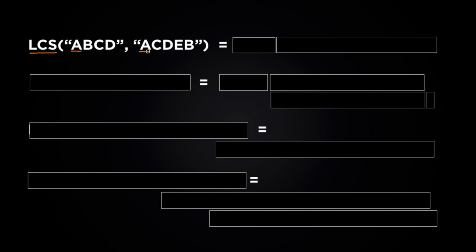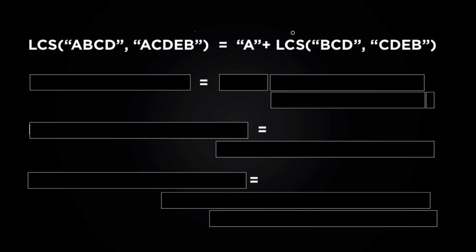And in that case, we'll say whatever the longest common subsequence of these two strings is, it must have A as the first letter. So it's sort of like taking off these two letters and then saying the longest common subsequence of these two strings is going to be A concatenated with the longest common subsequence of the rest of the strings, BCD and CDEB. So we can write that as A concatenated with the longest common subsequence of BCD and CDEB.